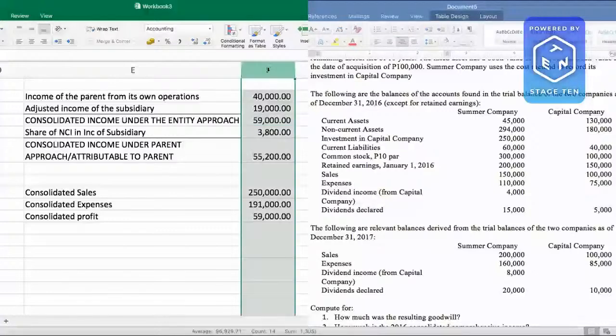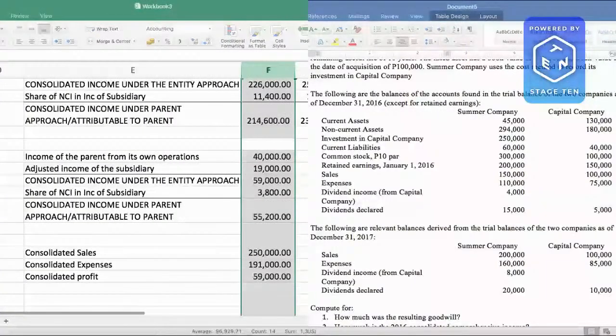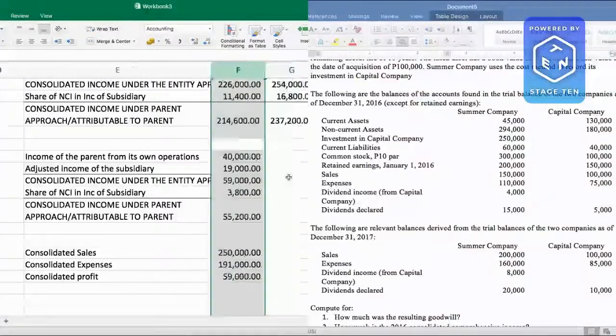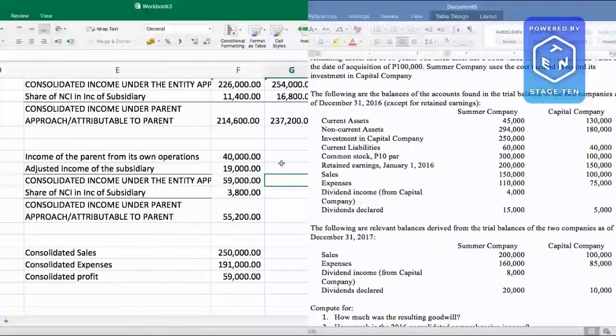Okay, I'll move to the 2016 information, class. Let's just show it as well. The income from its own operations is also 40,000, the same as last year. Okay, but we're not just copying. We computed 40,000 by 200 minus 160.